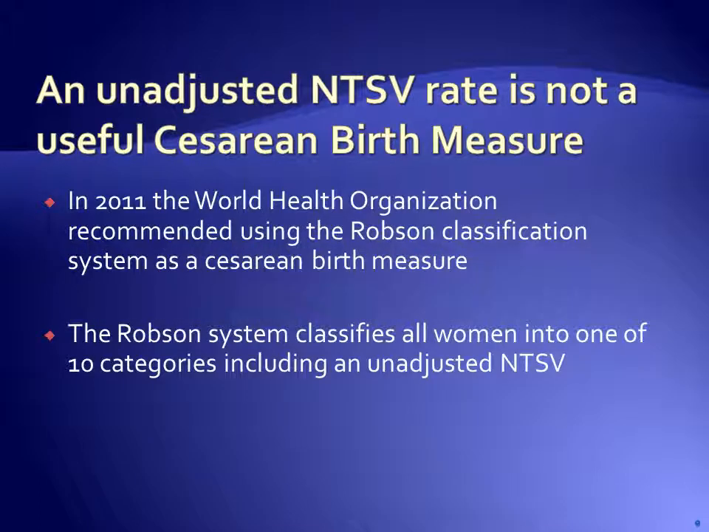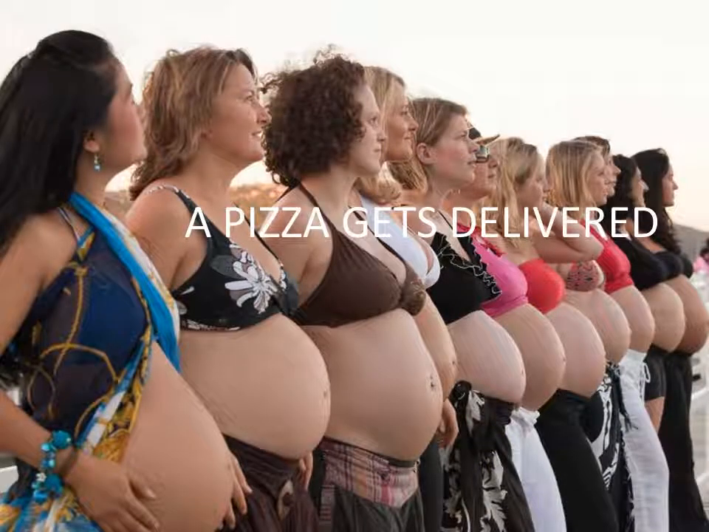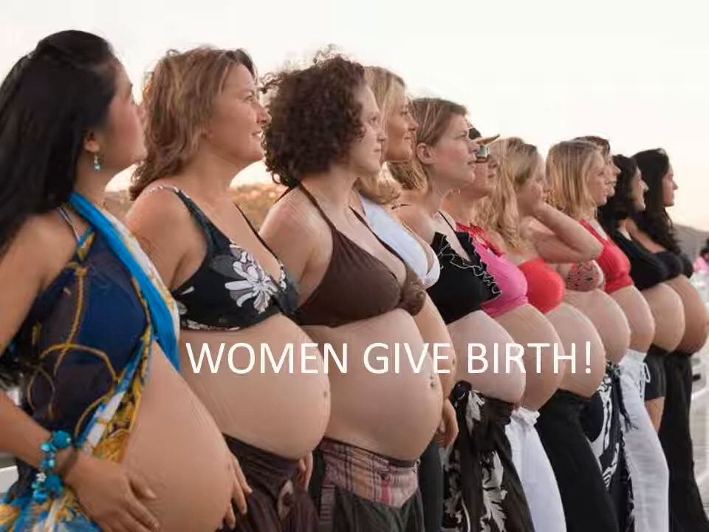In 2011, the World Health Organization recommended using the Robson classification system as a cesarean birth measure. The Robson system classifies all women into one of 10 categories, including an unadjusted NTSV category. With all due respect to the World Health Organization, it is irresponsible to recommend a cesarean birth measure that does not take into account the inherent risk of the women that are giving birth. Women deserve a cesarean birth measure that doesn't ignore the inherent risk of the women who are giving birth.